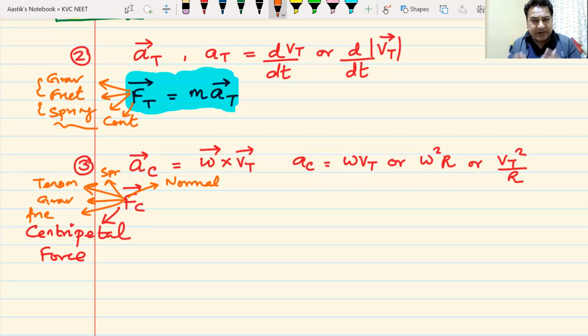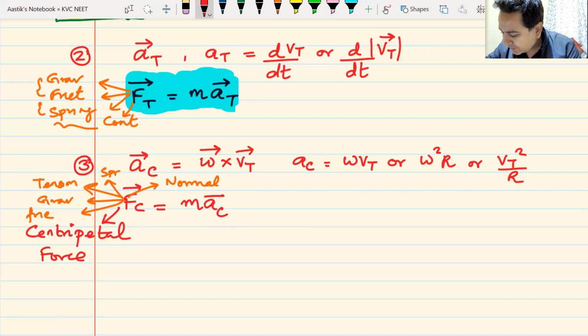It can be anything. It can be a combination of these forces. This centripetal force will be giving this body the centripetal acceleration. And what would be the relation between this centripetal force and centripetal acceleration? It is very simple. The relation would be simply m multiplied by ac.